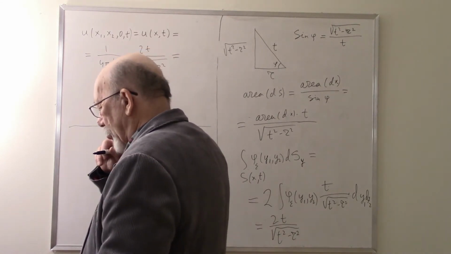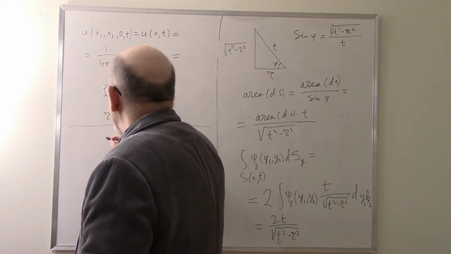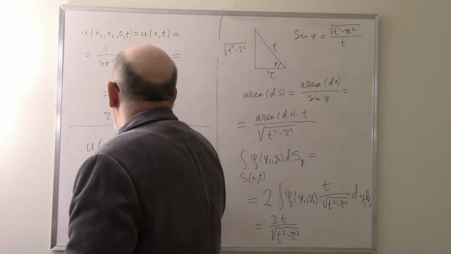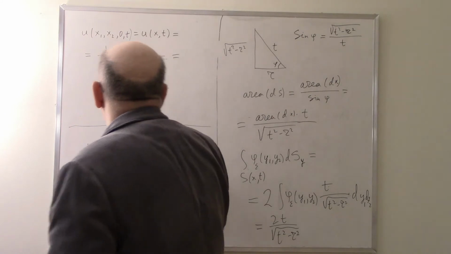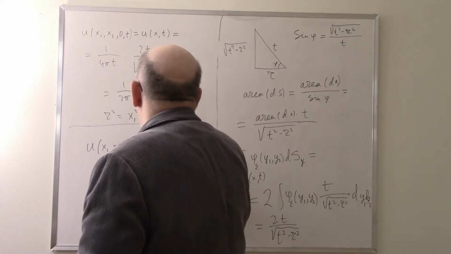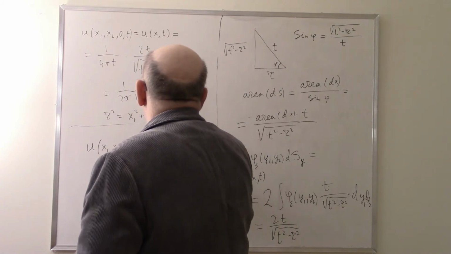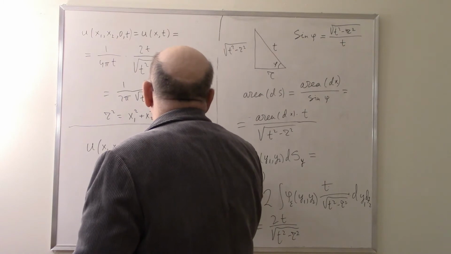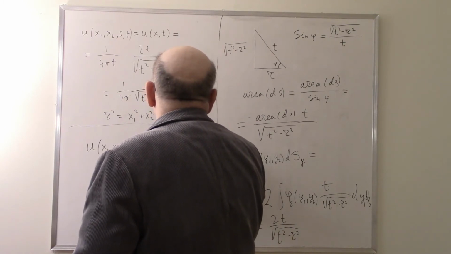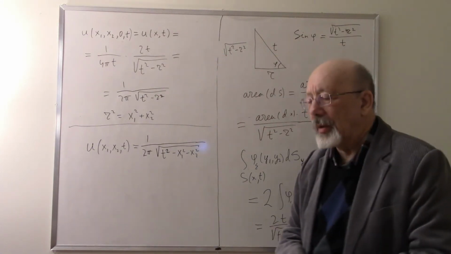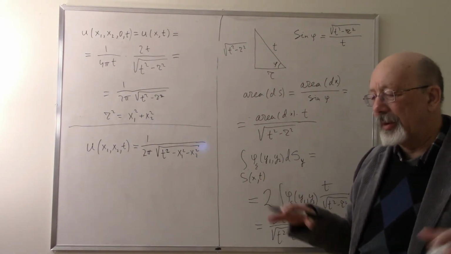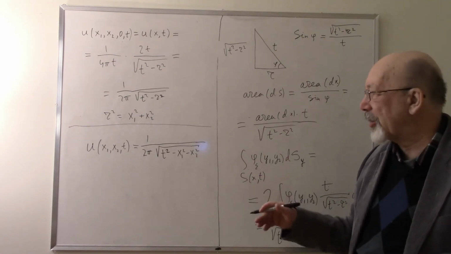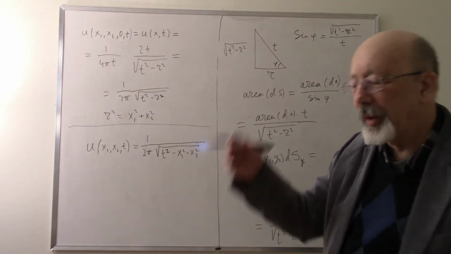Let us denote this solution u of x1, x2, t equals 1 over 2 pi square root of t square minus x1 square minus x2 square. Yeah? And now we can forget about the third dimension, the third coordinate, because it does not depend on x3.